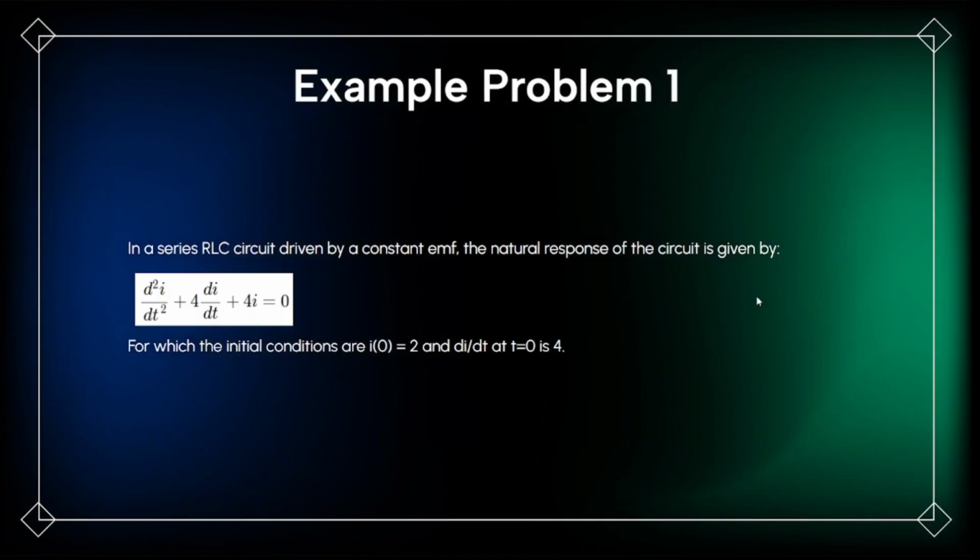So now that we are equipped with how to find the general solution, we can now solve initial value problems and find the particular solution. So in example problem 1, in a series RLC circuit driven by a constant EMF, which stands for electromotive force, the response of the circuit is given by i double prime plus 4i prime plus 4i is equal to 0, for which the initial conditions are i of 0 is equal to 2 and di over dt at time 0 is equal to 4.